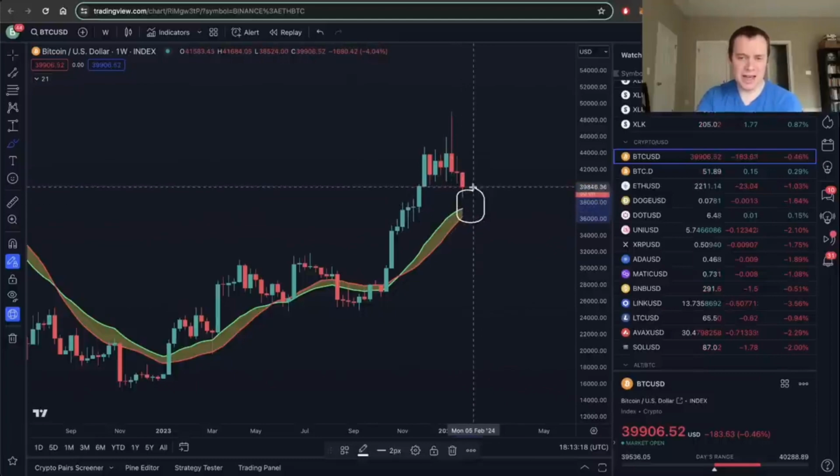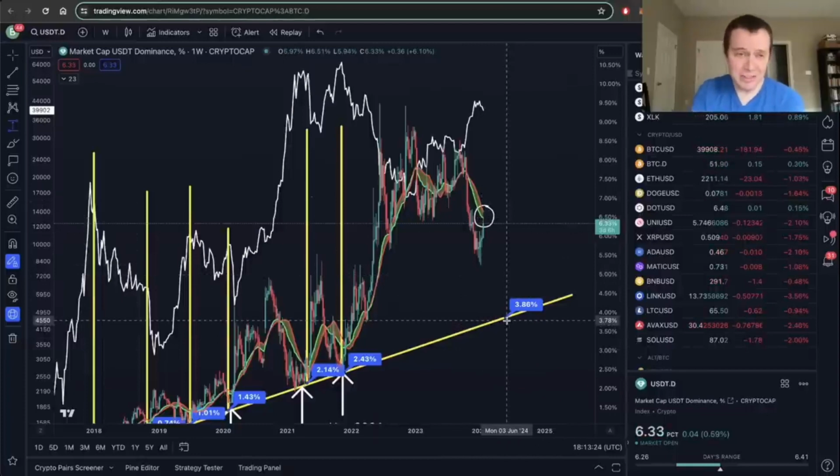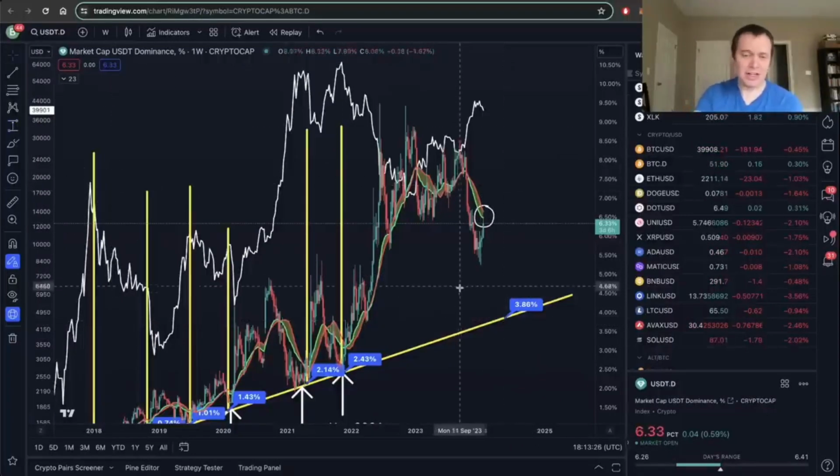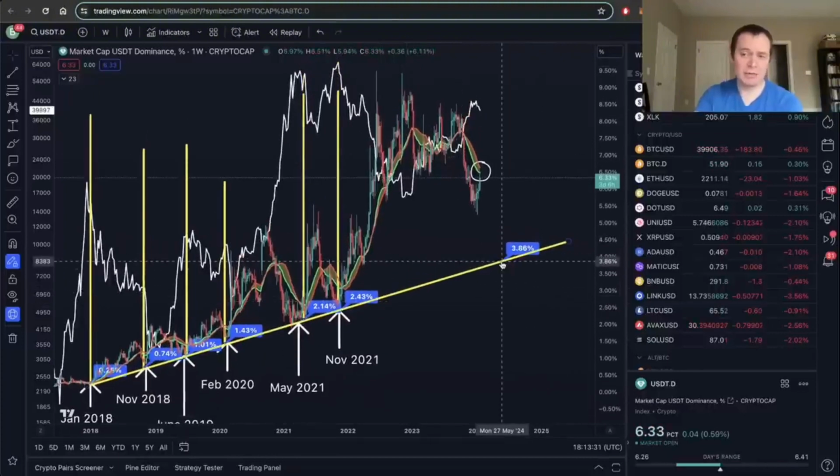Imagine if it did tag the bull market support band, and imagine if USDT dominance came all the way down here, which again, I don't know if it's going to. But imagine if it did. Then history would suggest that it could be time for a larger correction in that type of scenario.